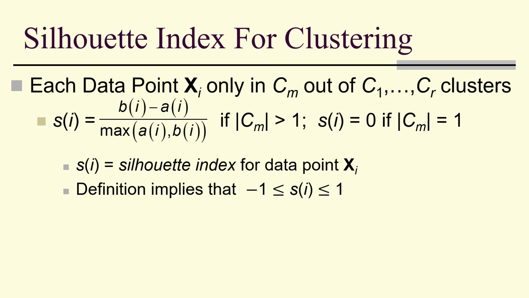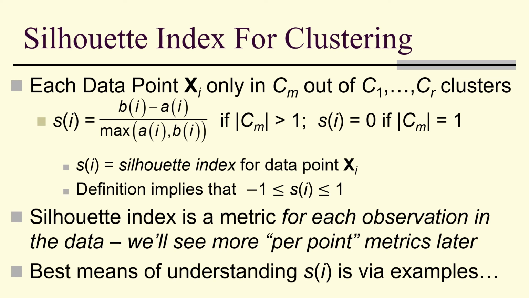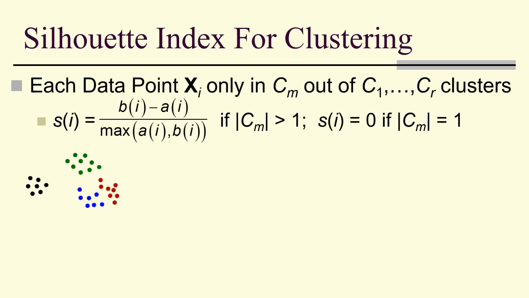By definition, -1 is less than or equal to SI, which is less than or equal to 1. Notice that the silhouette index is a metric for each observation in the data. This means it's a per observation, a per point metric. Very useful. We'll see more of these later. But let's try to understand SI, and the best way to do that is with examples.